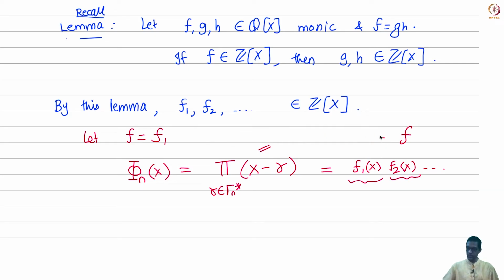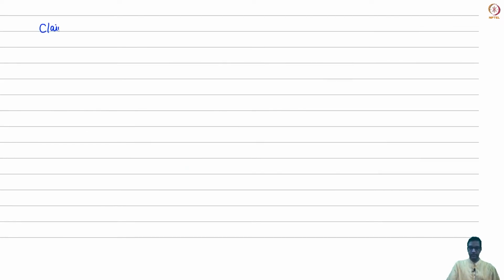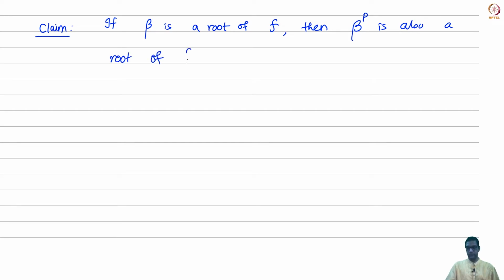Maybe I should not call this single beta here. Let me just make a more precise claim. Proposition: if beta is a root of f, then beta to the power p is also a root of f, for all primes p which don't divide n. Okay, so that's our claim. So let's prove this.